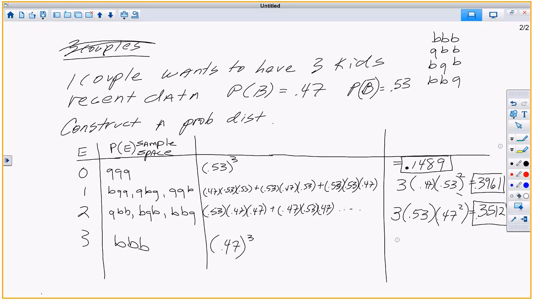And somebody do 0.47 to the third power. 0.1038. Now add all those up. All the ones in rectangles, add those up. See what you get.